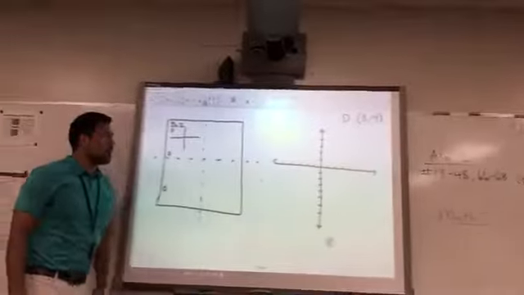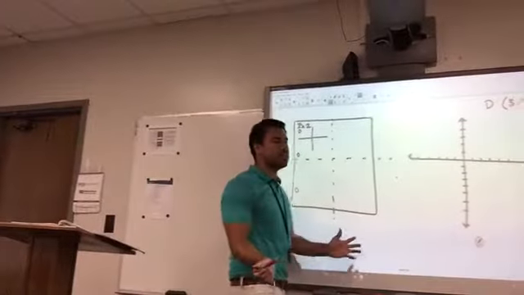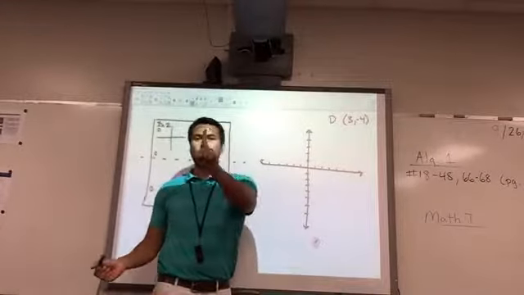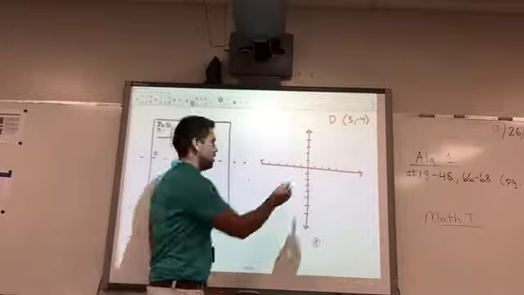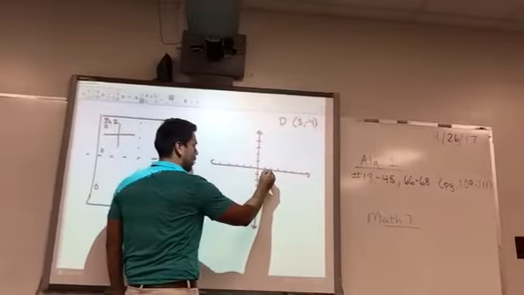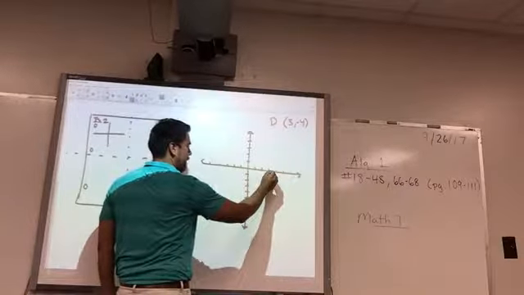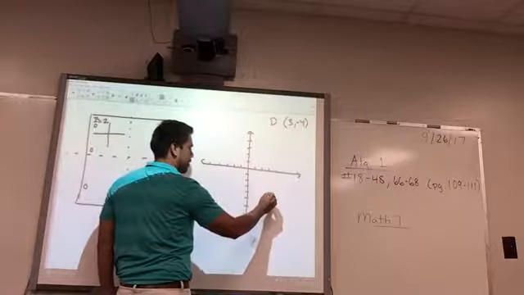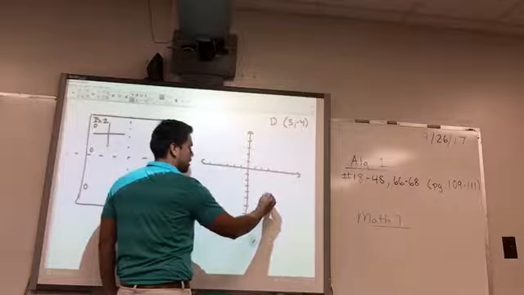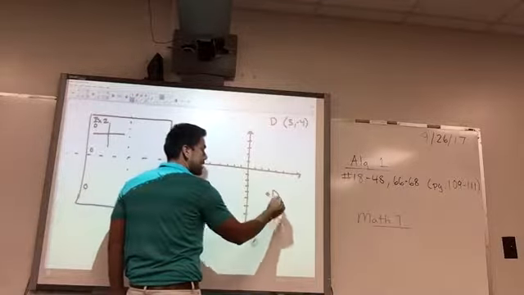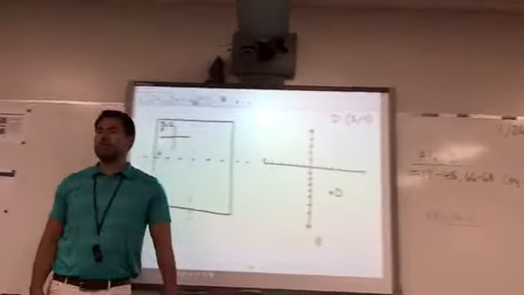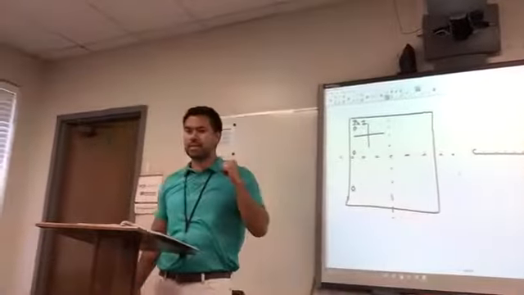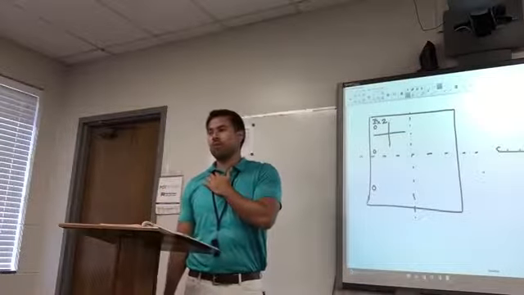All right, so how do I get to 3, -4? Starting at the origin, where do I go? Cole. To the right. I go to the right 3. 1, 2, 3. And then? Down 4. 1, 2, 3, 4. All right, I'm going to put the letter D there. I have to label it D. That tells me that's where point D is.